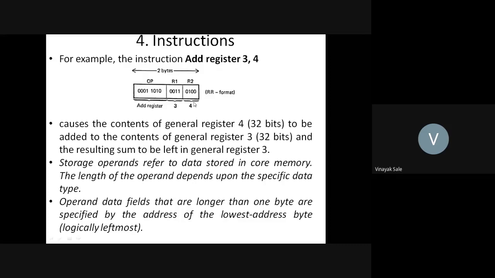So here is the addition of these two, 3 and 4. Before doing this addition operation, they are converted into binary format. So the contents of general register are 3 and the resulting sum is left in general register 3. So the result of these two is stored in register R1. Storage operands refer to data stored in core memory. The length of the operand depends on the specific data type.